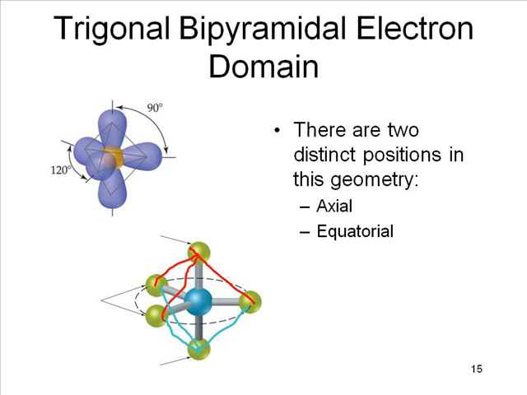The up-down form a 180-degree angle or straight line, or a 90-degree angle with the set of 3. The set of 3 around the equator have 120-degree angles.